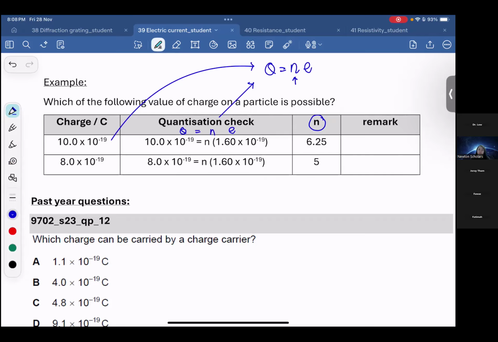So Q equals to NE, with e as 1.6 times 10 power negative 19. We find the N. At the end, we found out that it's 6.25. Is it possible as the charge on the particle? Our answer is no. It should be a whole number. 5, yes. So this charge, 8.0 times 10 power negative 19, is possible.